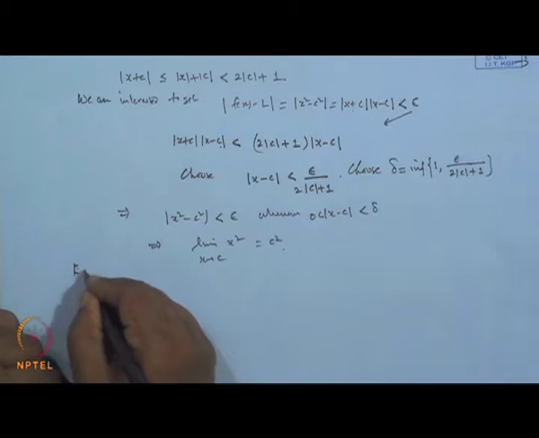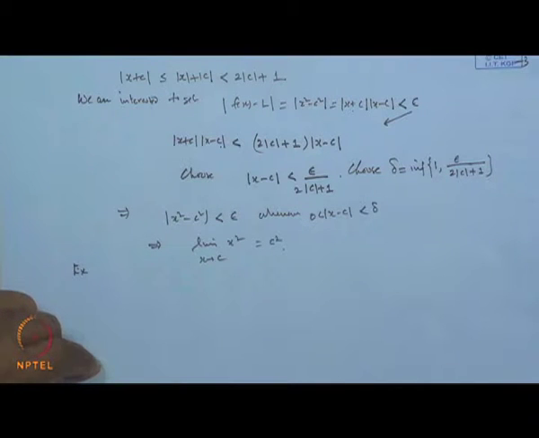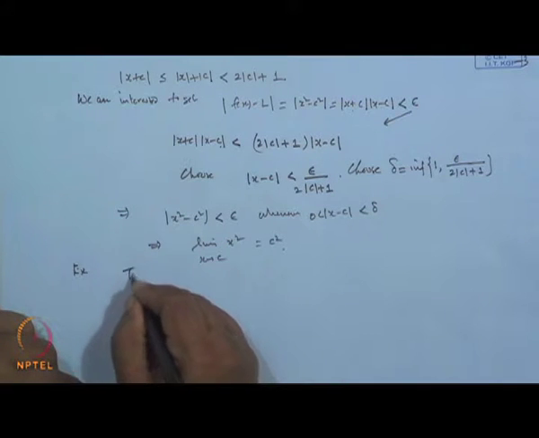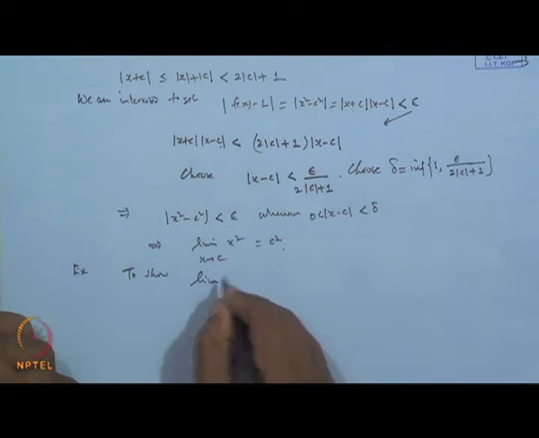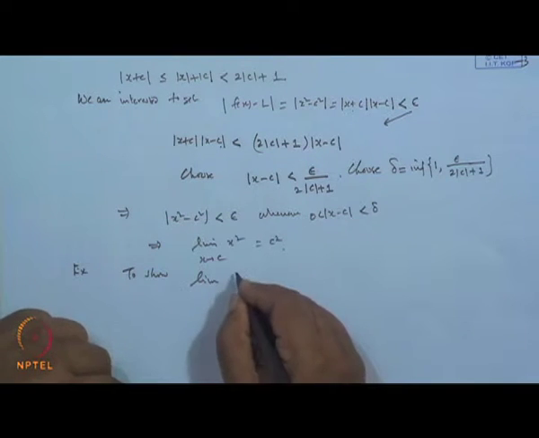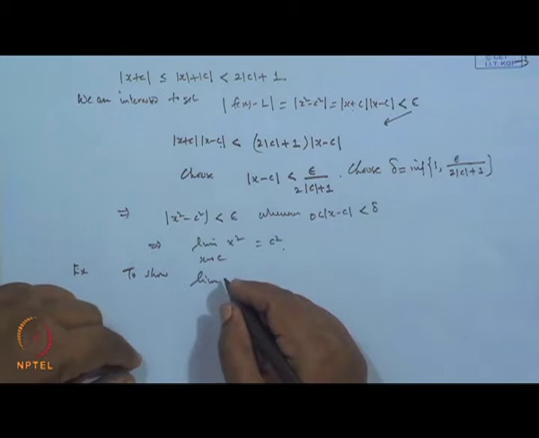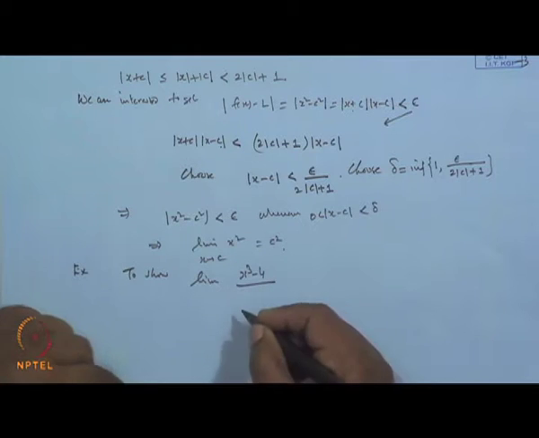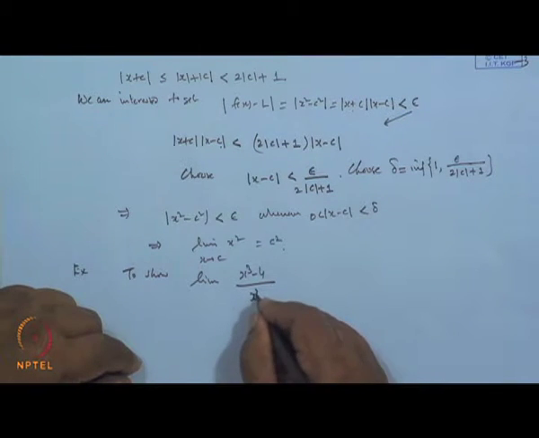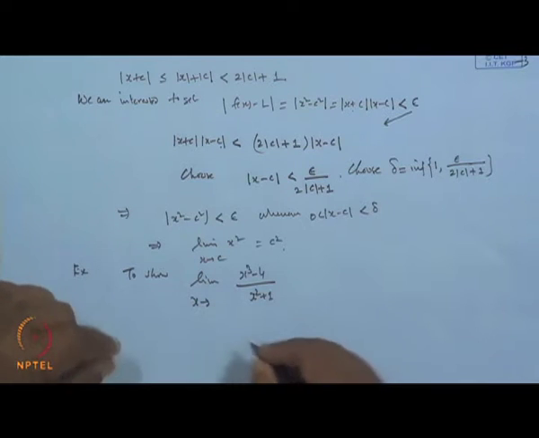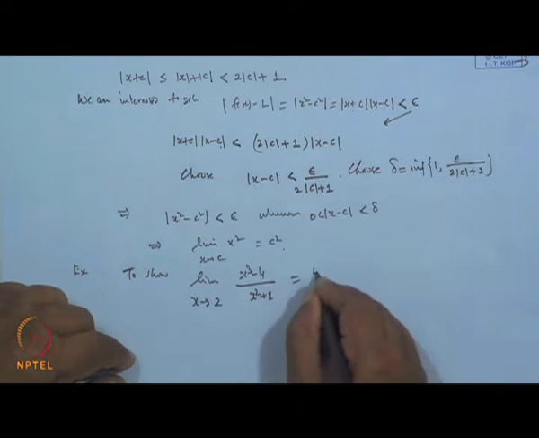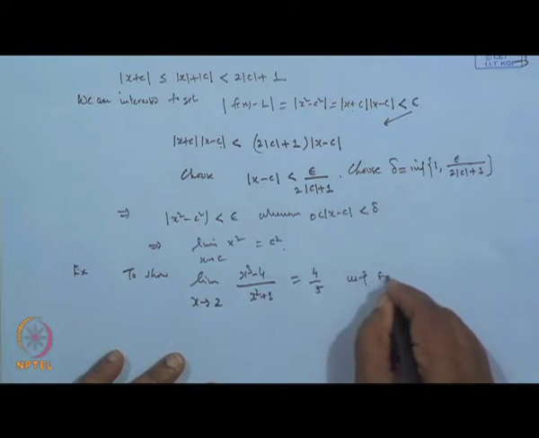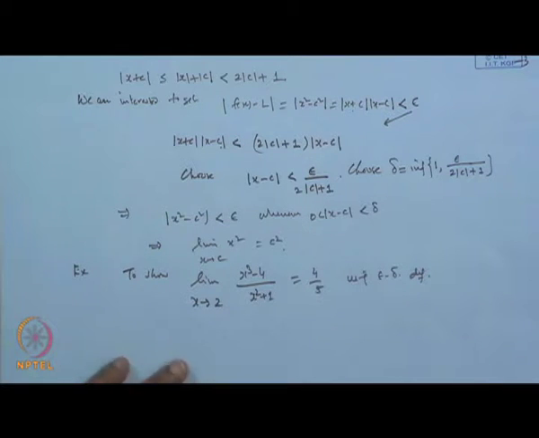Let us take one more example where we are also using some trick. Suppose I ask you to show that the limit of (x cube minus 4) divided by (x square plus 1) when x tends to 2 is 4 by 5. Suppose we are interested to show this using the epsilon delta definition.